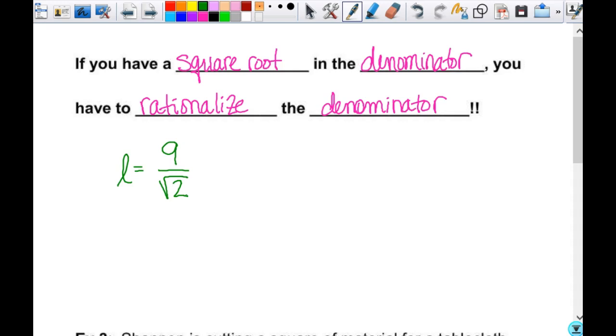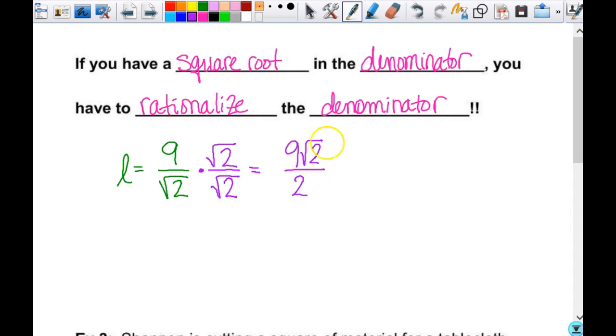So what can I multiply anything by that doesn't change the value? 1. So I have to multiply it by some form of 1, which is just going to mean a fraction where the numerator and the denominator are the same, right? What can I multiply the square root of 2 by so that it's not a square root anymore? Square root of 2, right? So if I'm going to multiply the denominator by the square root of 2, I have to multiply the numerator by square root of 2, okay? So then I multiply straight across. What's 9 times the square root of 2? 9 times the square root of 2. Over, what's the square root of 2 times the square root of 2? 2, okay? Now, I reduce if I can.